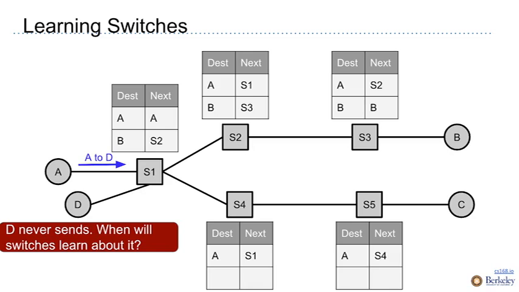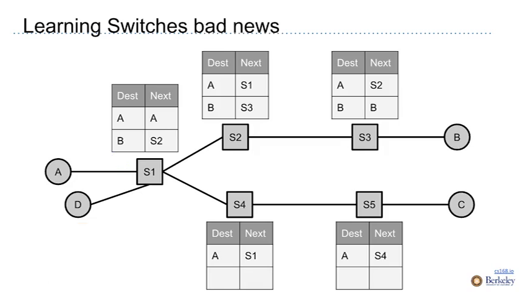So if we say the end host D never sends, when will the switch actually learn about it? Who responds back? Oh, the assumption is D never sends anything. So yeah, when D never sends anything, the switch will never learn about it. Questions?